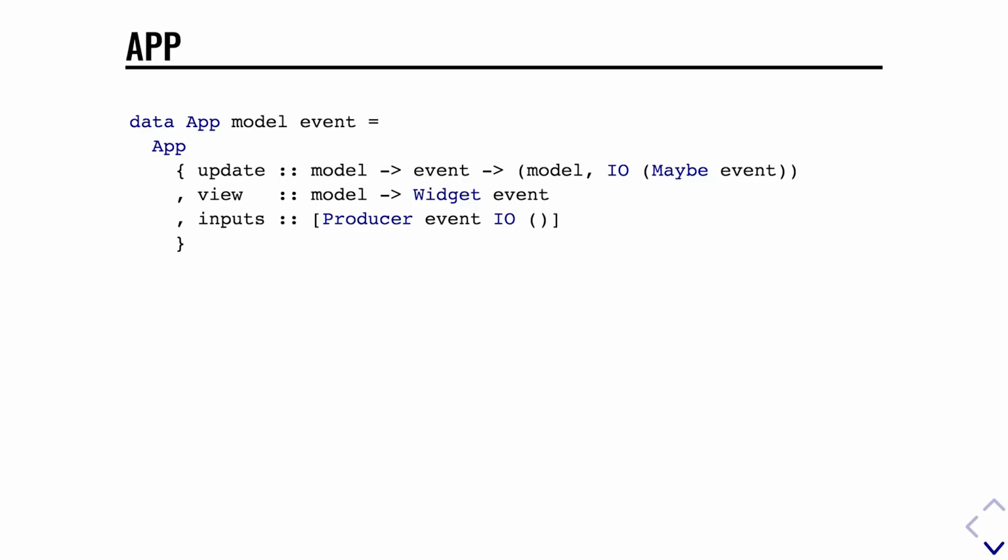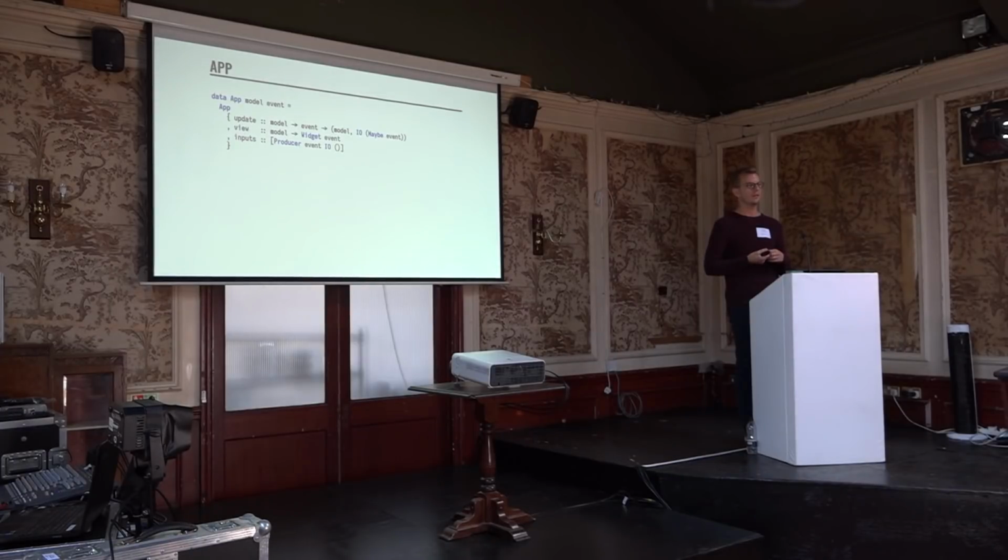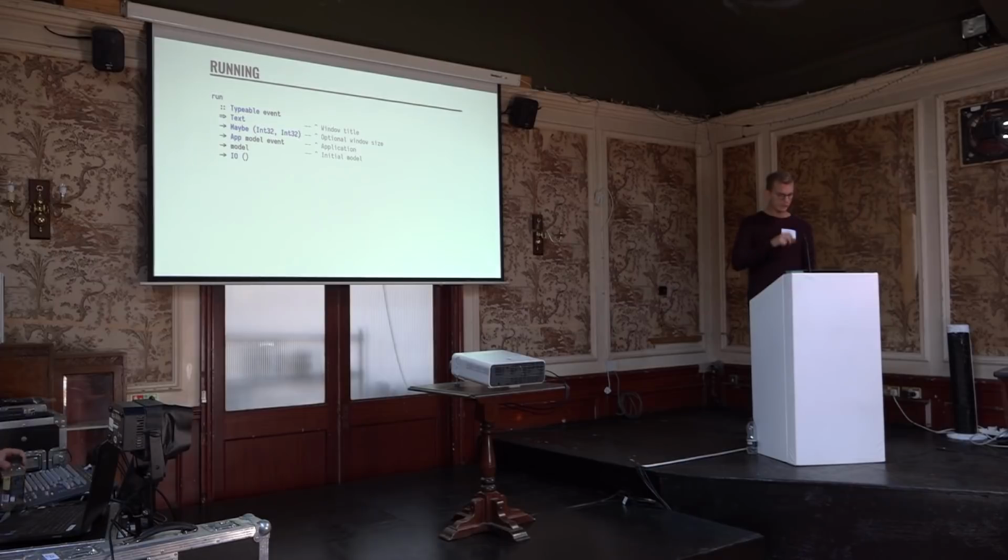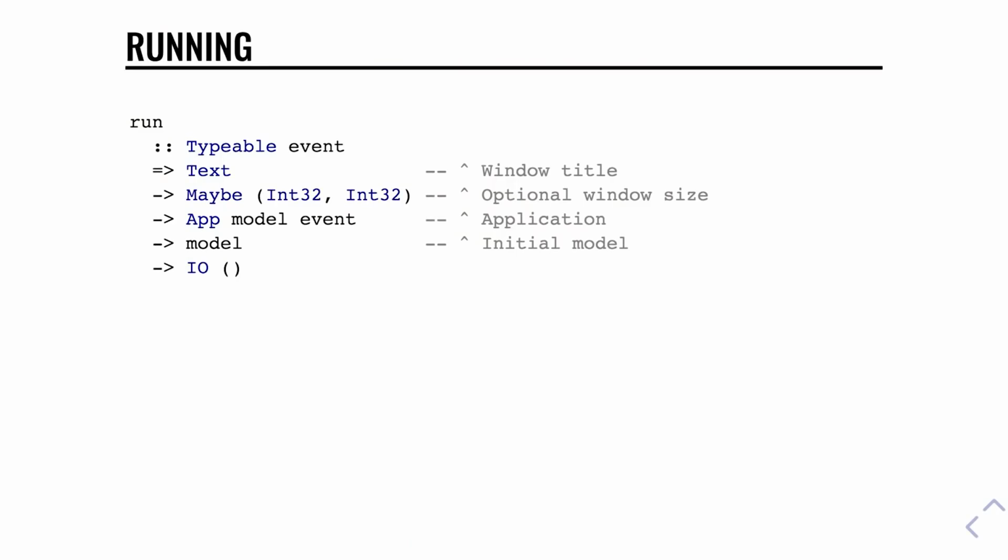And finally, you have the possibility to provide inputs, which is a list of pipes producers that produce events. So if you have something external feeding into your application, like a clock or whatever, you can put it there. When you want to run your app, you use a run function, you give it a window title, optional window size, your application, your initial model value that you start off with, and then you have an IO action.